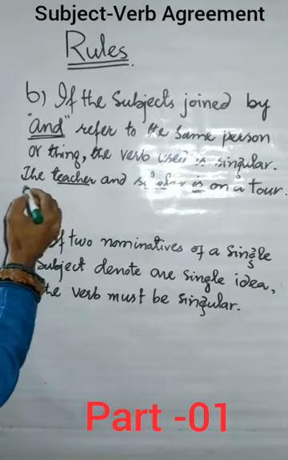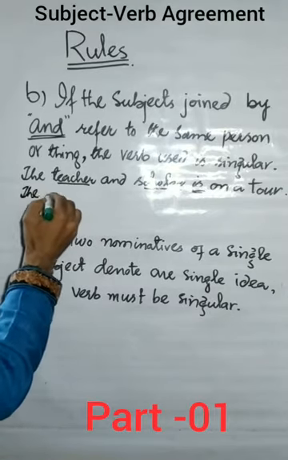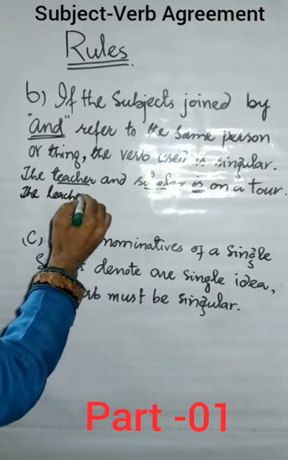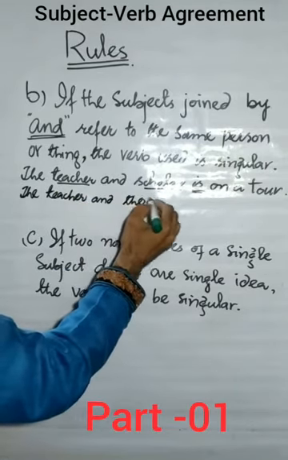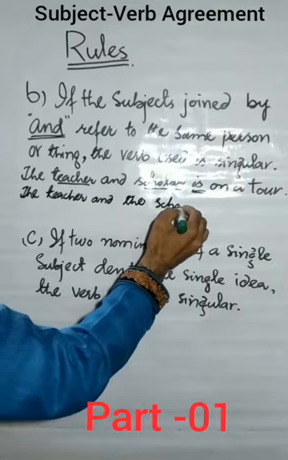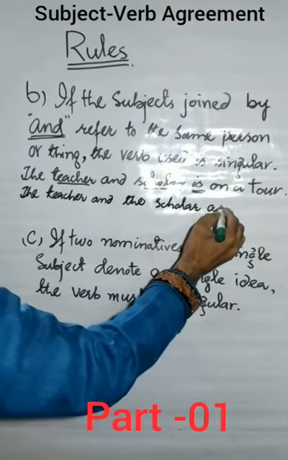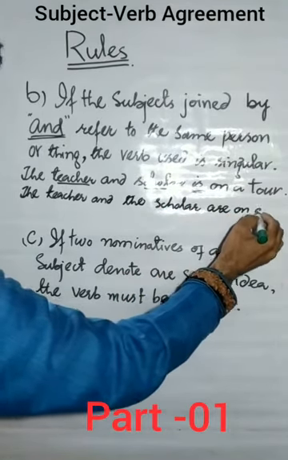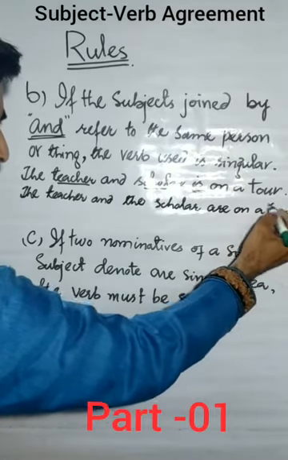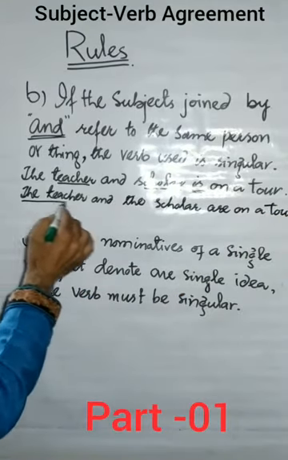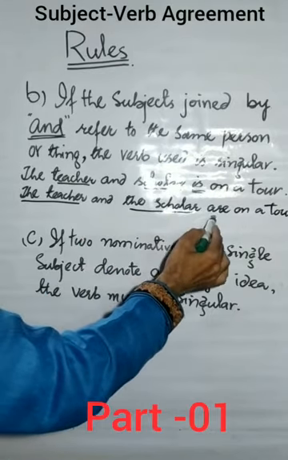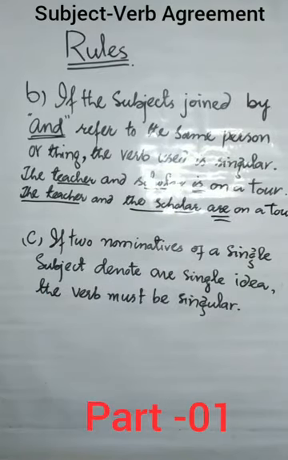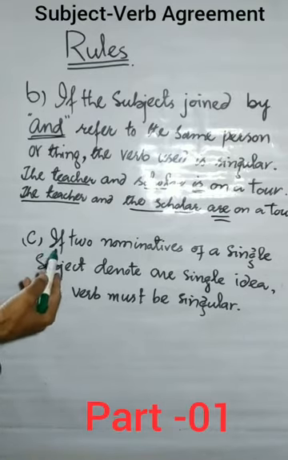In the second sentence, the teacher and the scholar are on a tour. Here in this sentence, the teacher and the scholar, these are two persons, so the verb must be plural. Very easy to understand. Here is rule number 3, exceptional rule number 3.